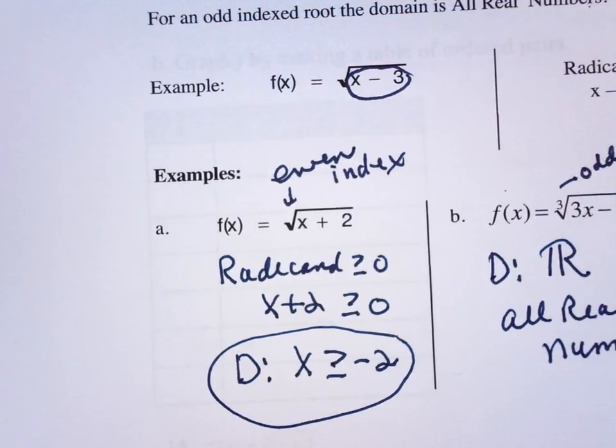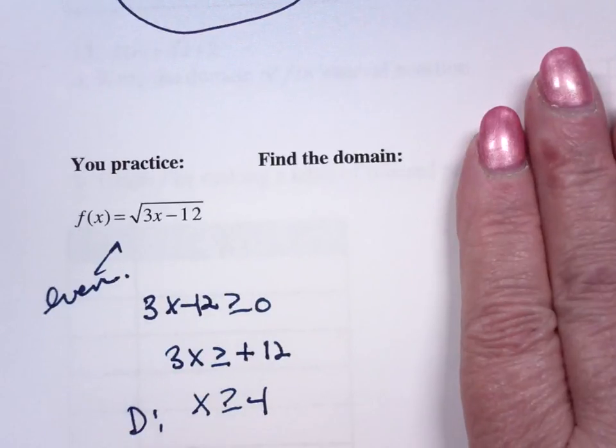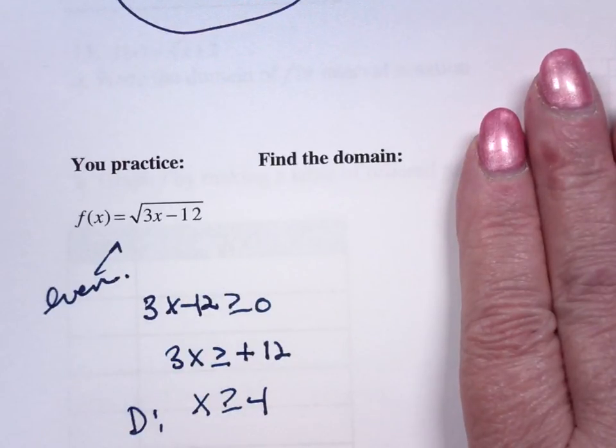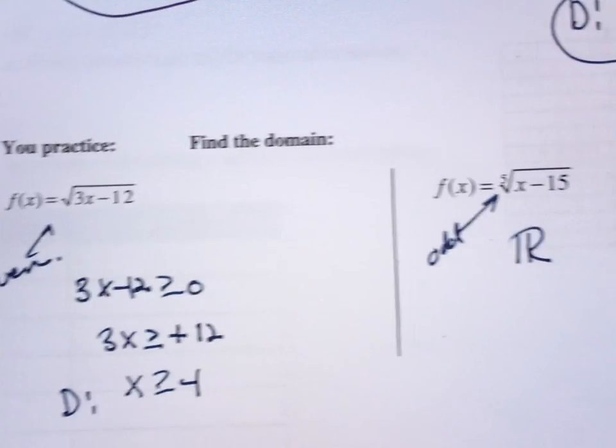What's the answer to the first one? Even index. What's under the radical has to be positive. So 3x minus 12 has to be greater than or equal to 0. 3x has to be greater than or equal to 12. Or x must be greater than or equal to 4. What's the answer to the second one? Because index is odd, all real numbers.